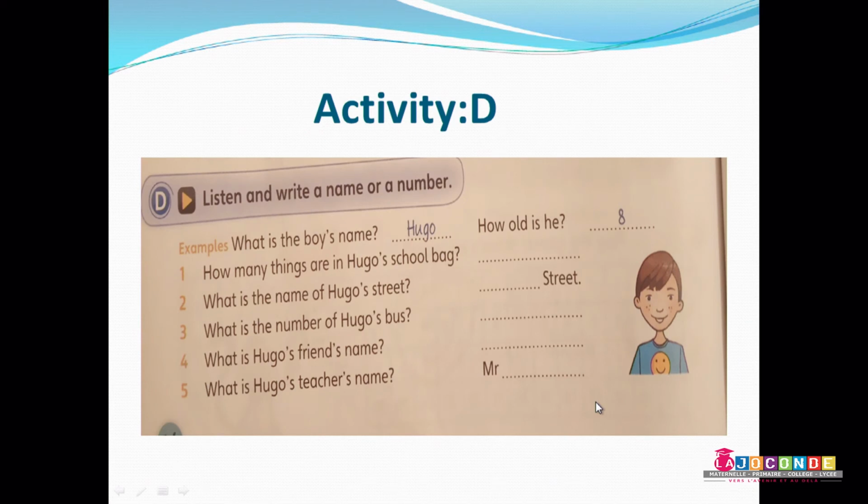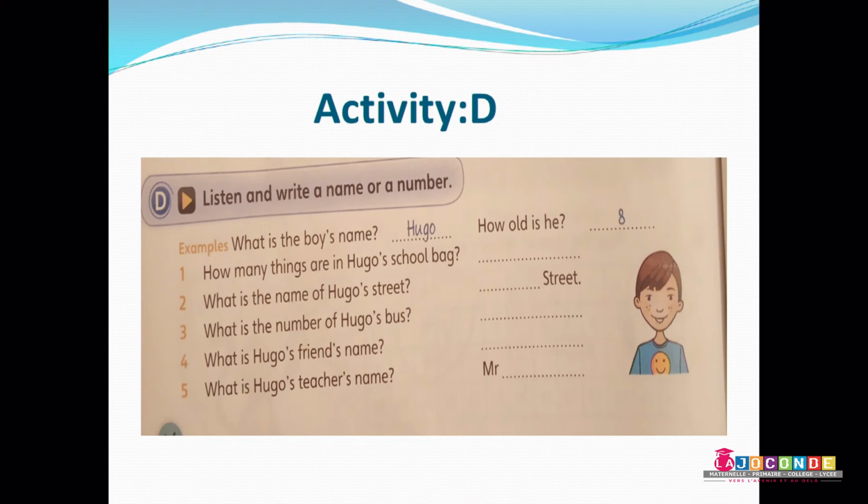Yes, we have the man, the girl. The man says, good morning. Who is this? Hello, he is my brother. He is going to school. Oh, what's his name? His name is Hugo. You spell Hugo? H-U-G-O. How old is Hugo? He's 8 years old. 8? Yes, that's right.